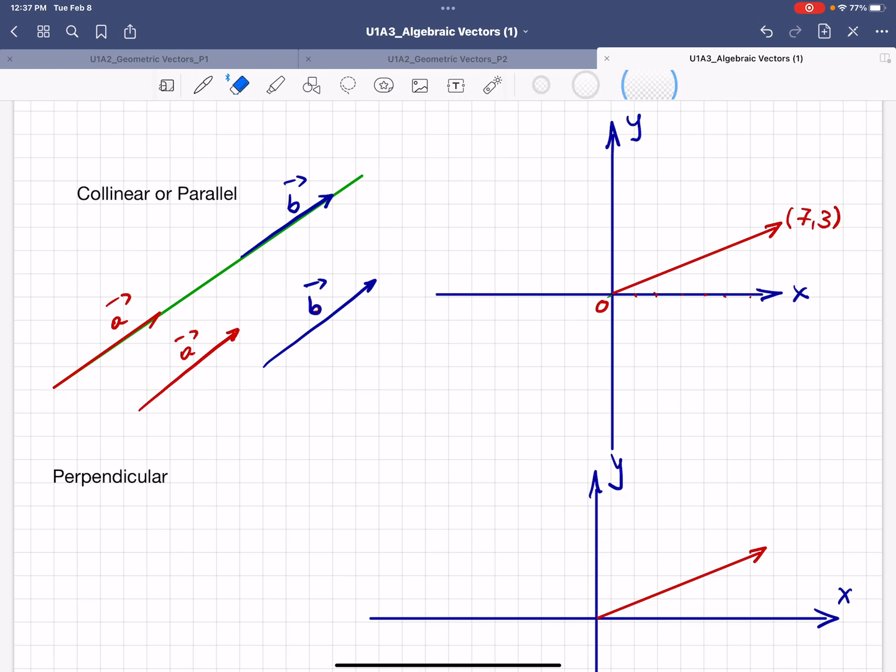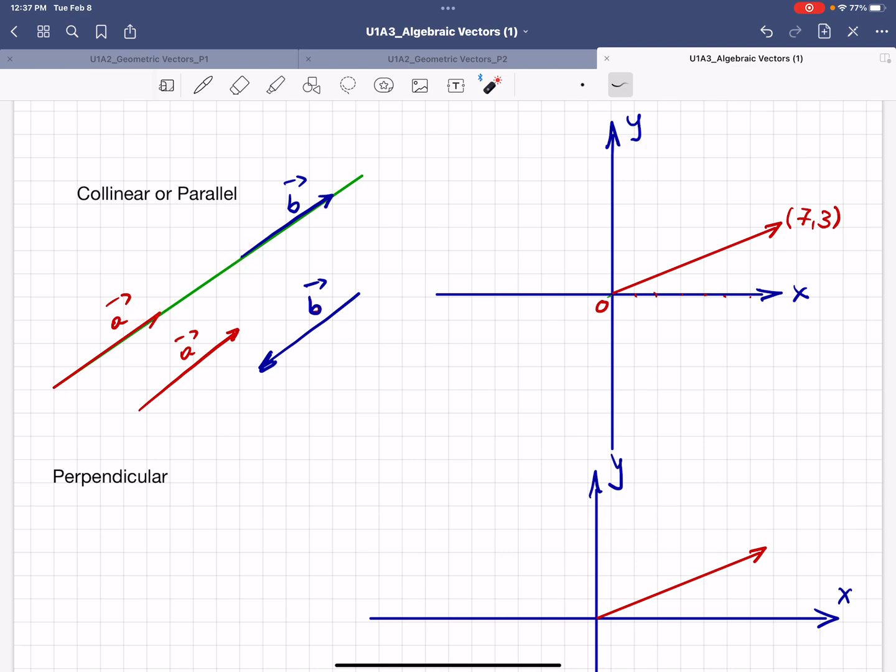Now, direction is not involved in the fact that vectors are collinear or parallel. For example, vectors A and B in this case, even though heading in opposite directions, are still considered to be parallel to each other. Similarly, these two vectors, A and B, are considered to be collinear even if vector B points in the opposite direction of vector A.